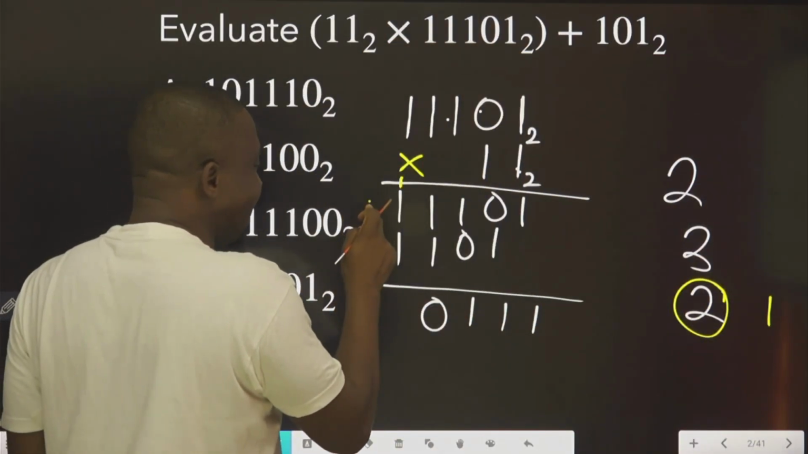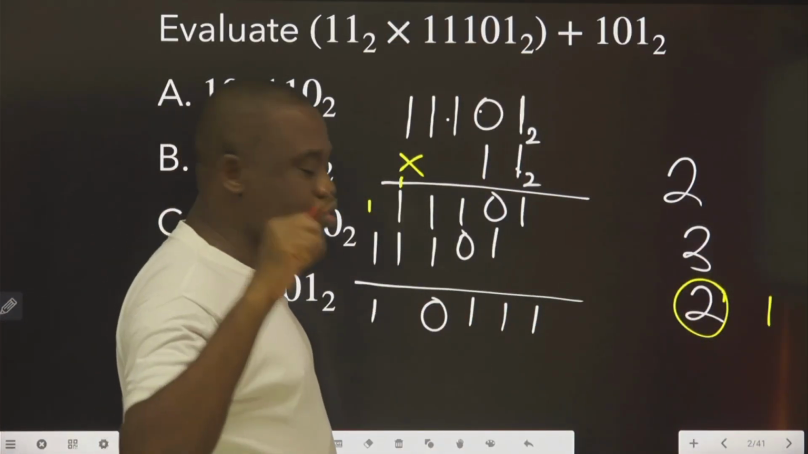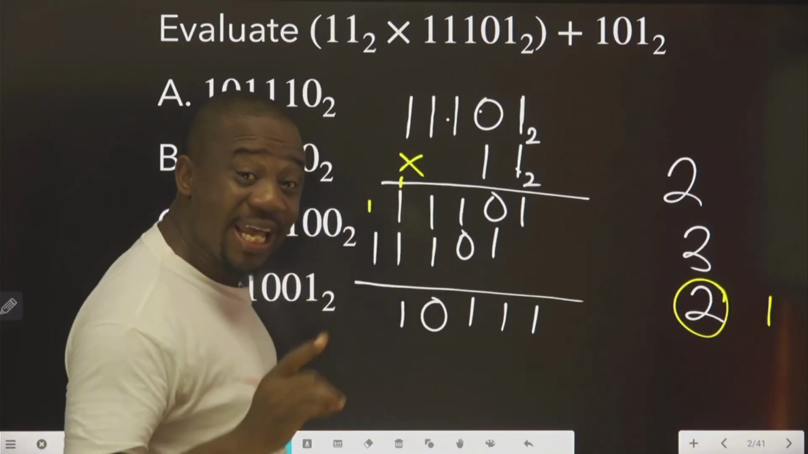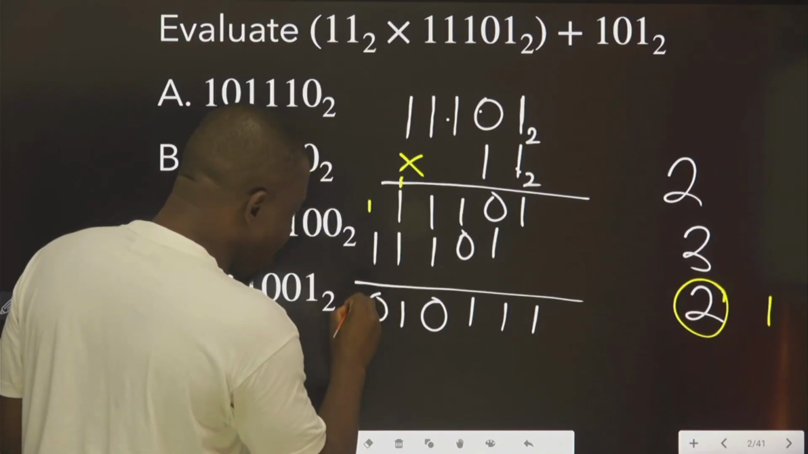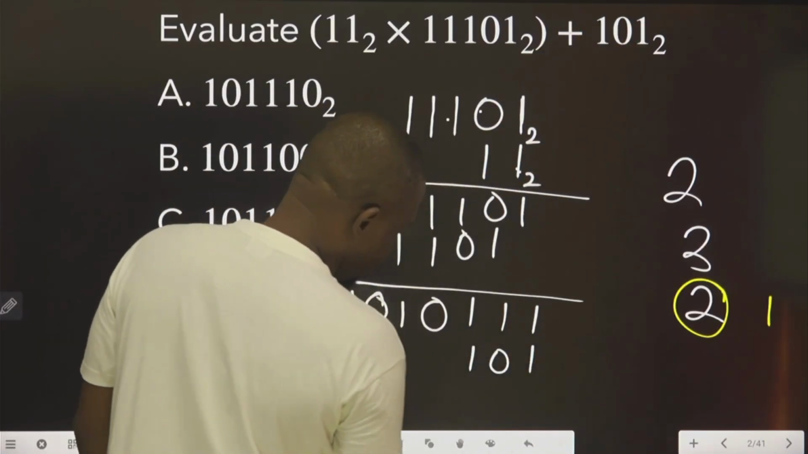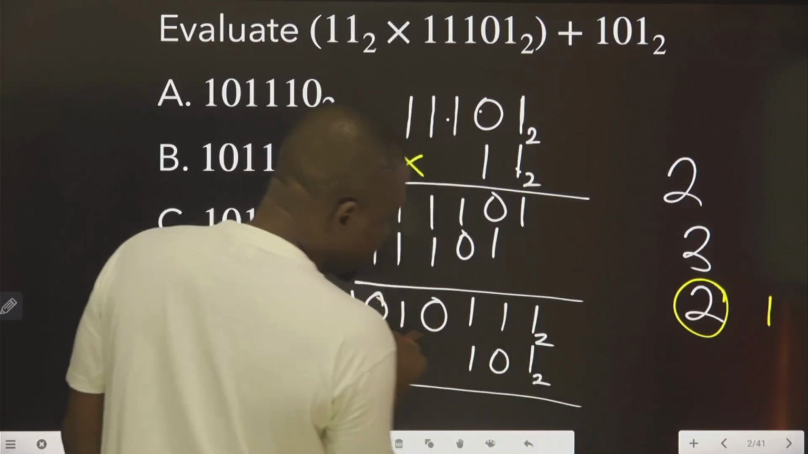You add it to this again. You have what? You have 2. Remember, this one is here, okay? So this one now is 2 again. You put 0, you carry 1. Now you add this one to it. That is 101. All in base 2.